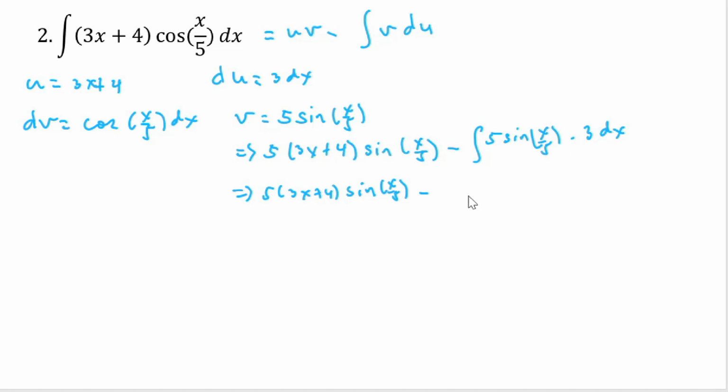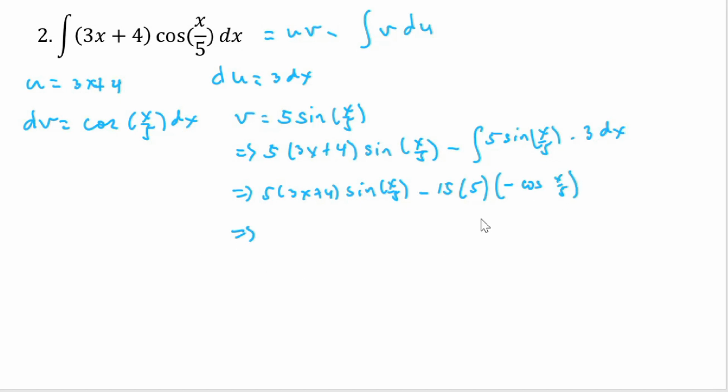So 5 times 3 is 15. So I can write now 15 as the constant multiplier. Then the integral of sine of x over 5 dx. So start first with the angle, take the reciprocal of that, and that will become now times 5. And then the integral of sine function, we have the negative cosine of x over 5.